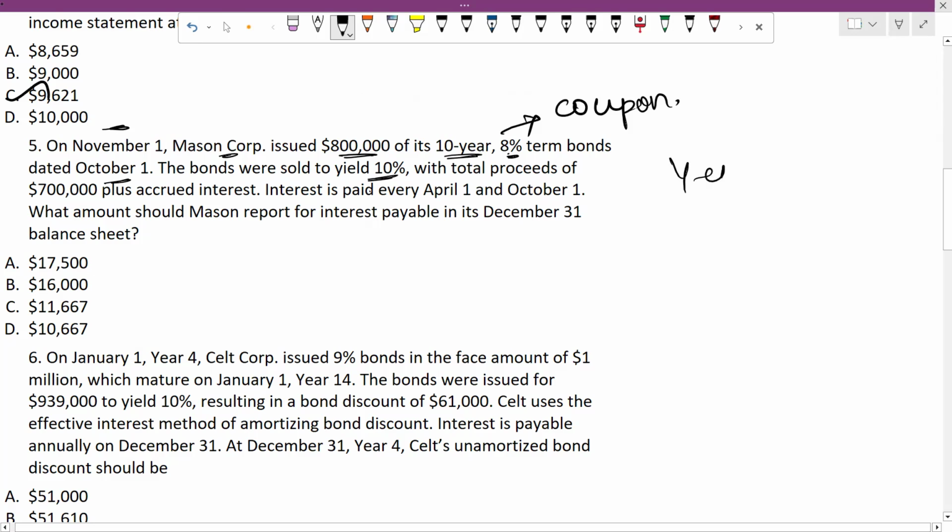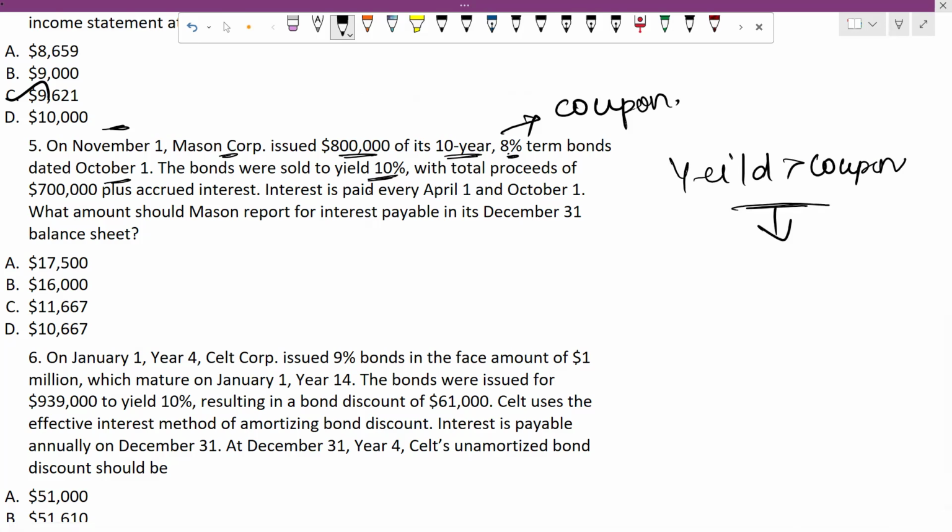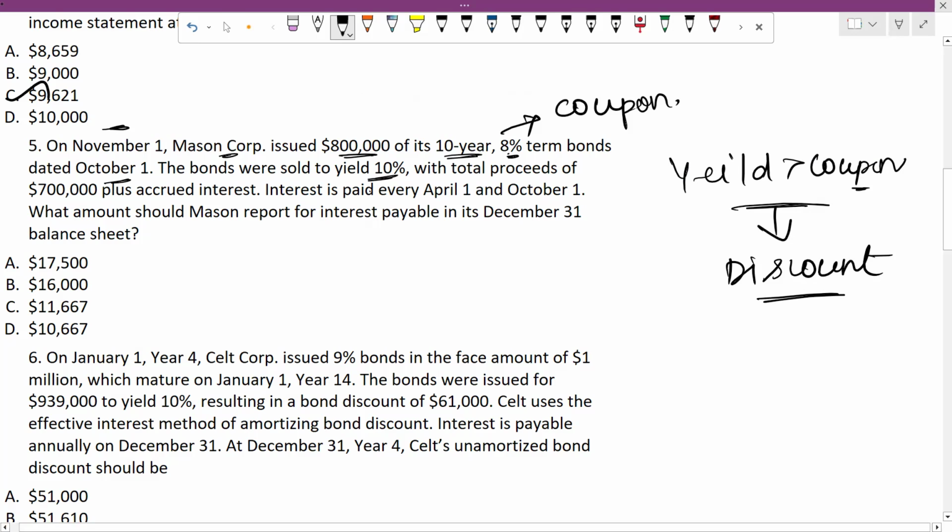So here, why is yield greater than coupon? Because the bonds are issued at a discount. So if bonds are issued at a discount, the investor is not only going to get the coupon, but he is also going to get some capital gains. So the yield is greater than coupon. So here we can see total proceeds of 7 lakh plus accrued interest. Even though the face value of the bond is 8 lakh, the bonds are issued at 7 lakh. So the bonds are issued at a discount, so yield is greater than coupon. That is, what the investors can earn is greater than what the company is actually going to pay out.